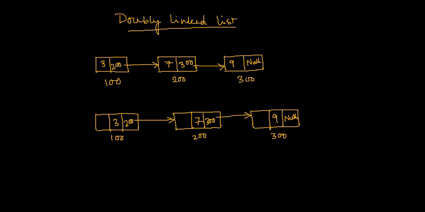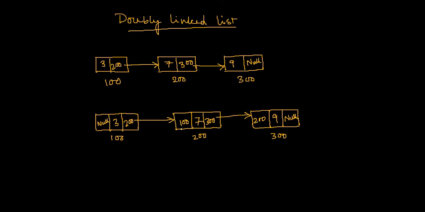And the left one, as I told you, will contain the address of the previous node. That means the left part of this last node should contain 200. The left part of this second node should contain 100. And since this is the first node, there is nothing to point to before it. That's why the left part of the first node will also contain null.